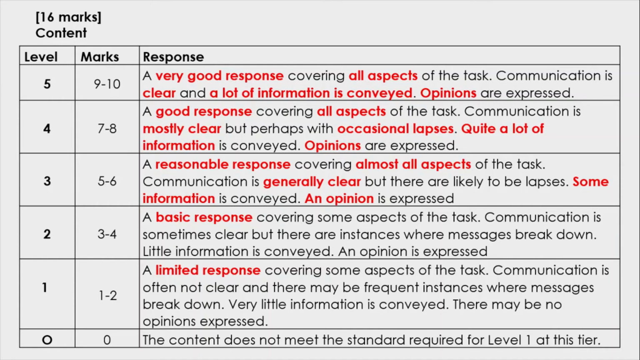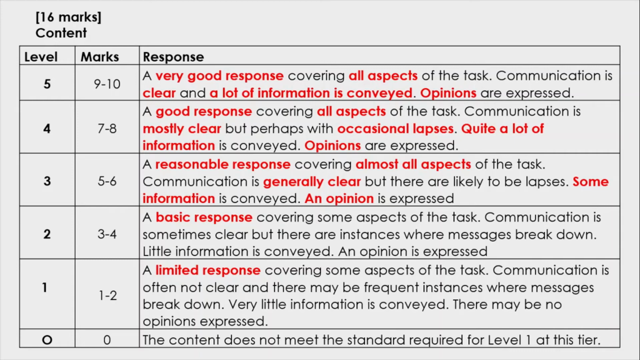Basic response, covering some aspects of the tasks. Communication is sometimes clear, but there are instances where messages break down, little information is conveyed, an opinion is expressed, and a limited response where you normally answer just one bullet point. Communication is often not clear, and there may be frequent instances where messages break down, very little information is conveyed, and there may be no opinions expressed.